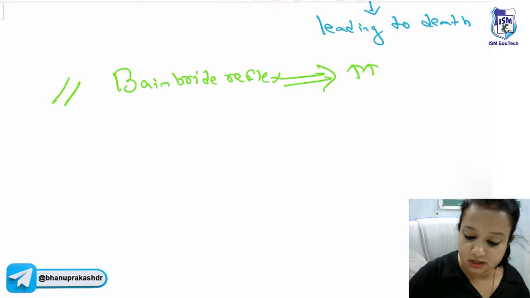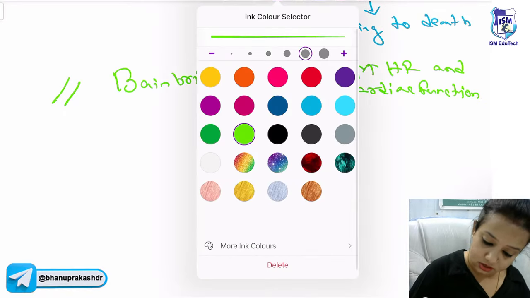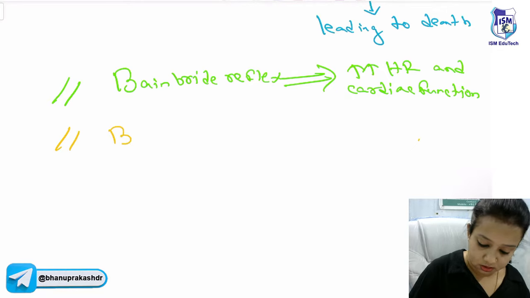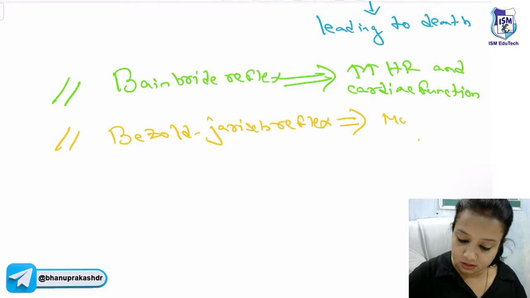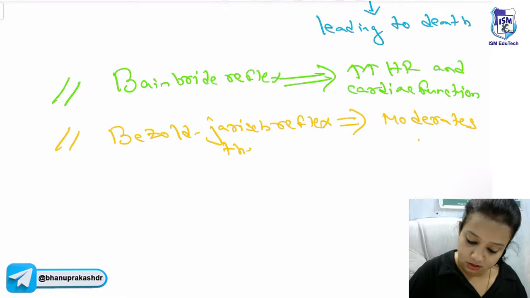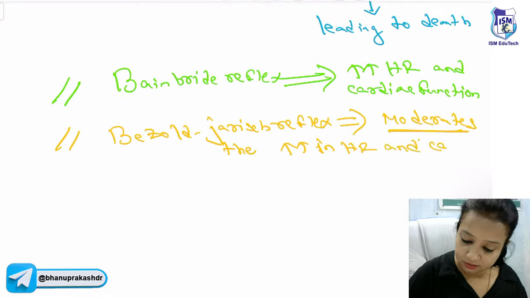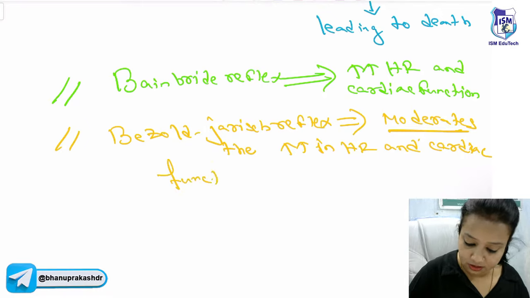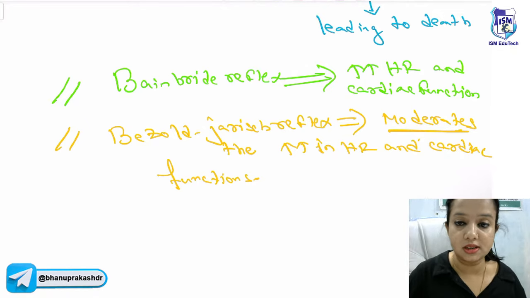Okay, here the Bainbridge reflex increases heart rate and cardiac functions, whereas the basal gyrus reflex moderates the increase in heart rate and cardiac functions. So these three are the essential physiological reflexes in the body.